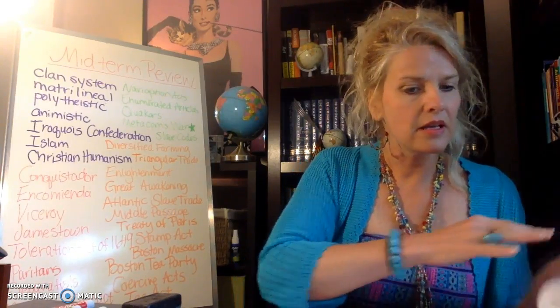All right. And the first term that we're going to talk about is the clan system. The clan system, obviously, is a living arrangement in which a tribe was divided into a number of large family groups. Obviously, with the Native American Indians, this is something that really pertained to their culture, something that we may not understand completely.